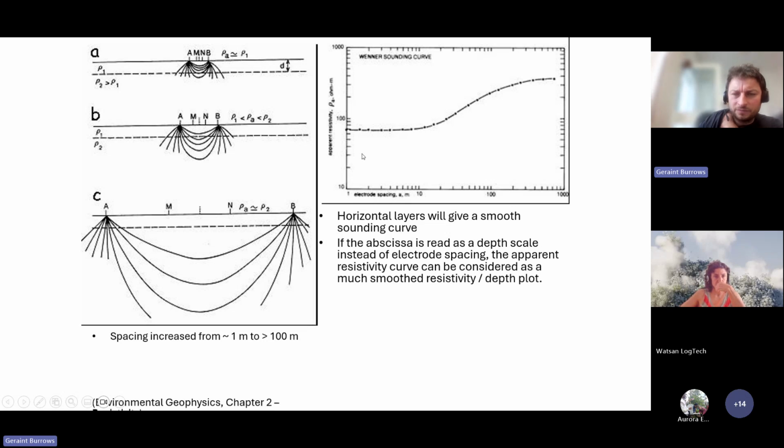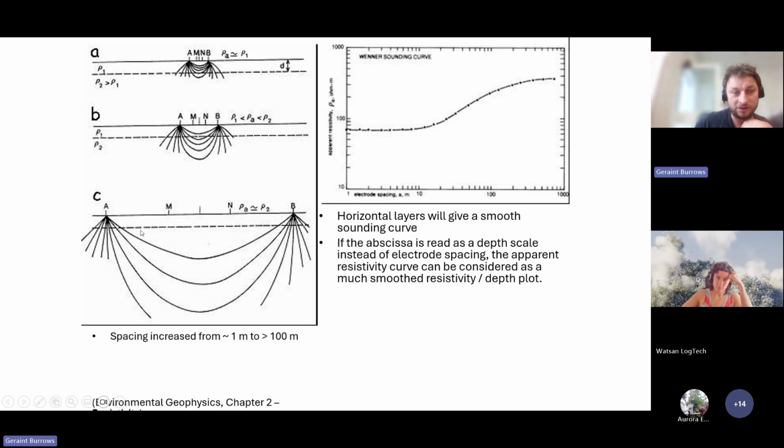Horizontal layers should give smooth sounding curves. So if you see data where vertical electrical soundings where the data is going like this, it's very likely that the data is of poor quality. What we do want to see is smooth curves being produced by the data because of this rule of averages.